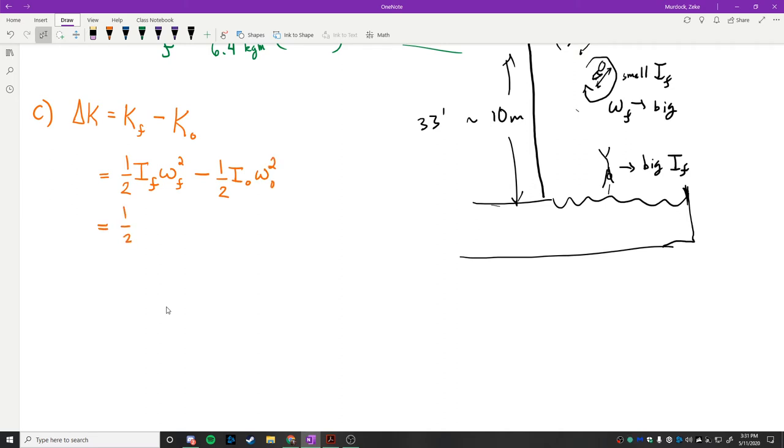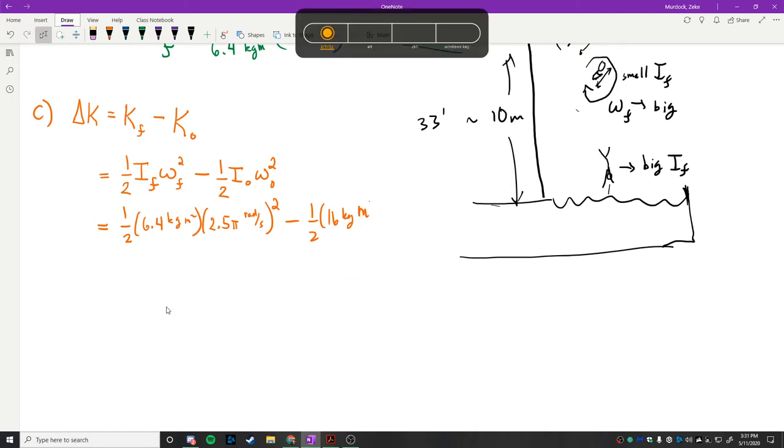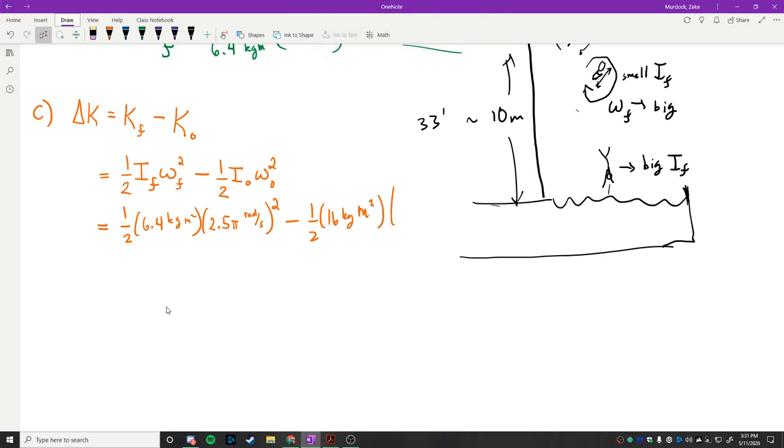So this is going to be 1/2. I think I final was 6.4. Omega final was 2.5 pi. Minus 1/2, I initial was 16, and then omega initial, the initial angular speed, was pi. So for my change in kinetic energy, you guys can calculate this if you want to.